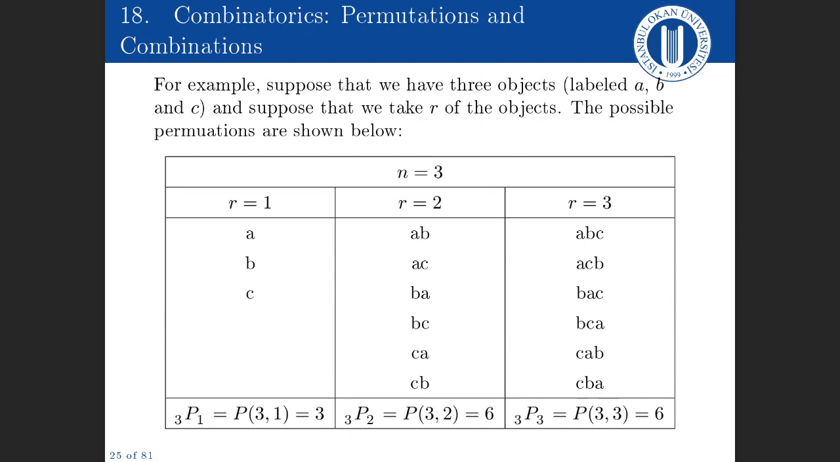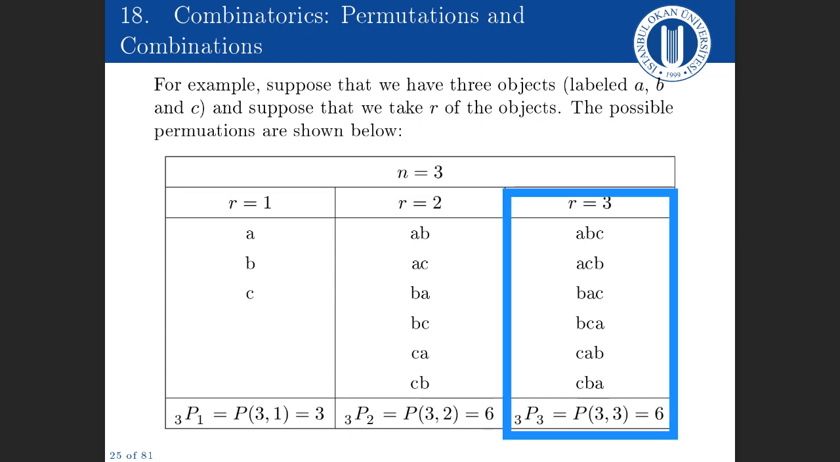And then finally look at the right-hand column. If we take all 3 of these objects, we could take ABC, or ACB, BAC, BCA, CAB, or CBA. Again, there's 6 things on this list, so 3P3 is equal to 6.